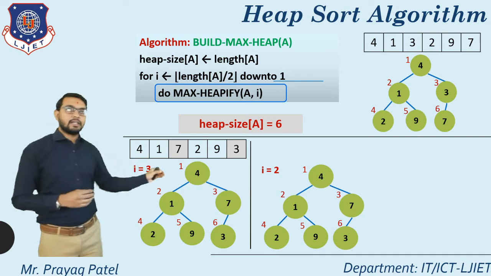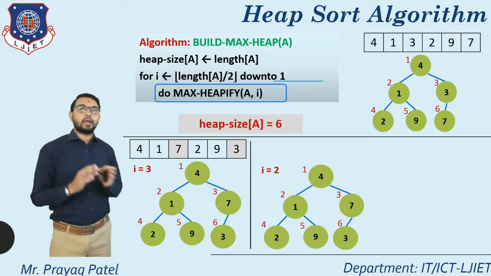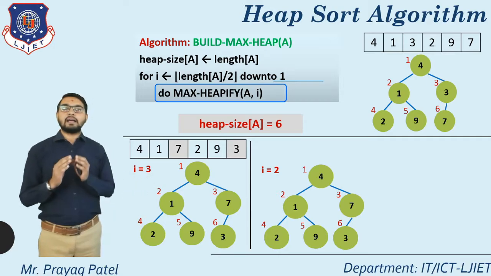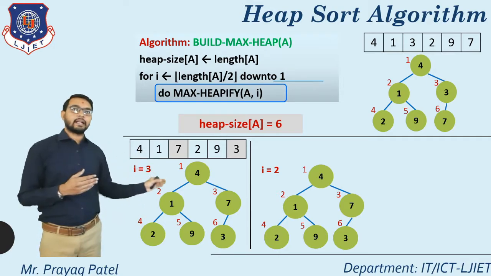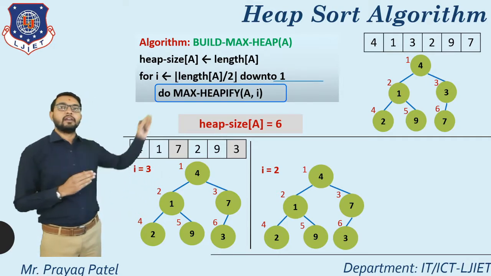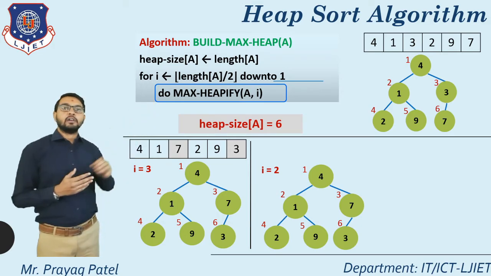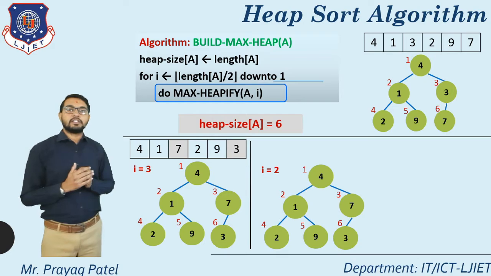Means you consider the node number 2 as a parent node and node number 4 and 5 as child nodes. Now check the condition of the max Heapify, because here the function is do max Heapify A of I. So here the max Heapify process is done.